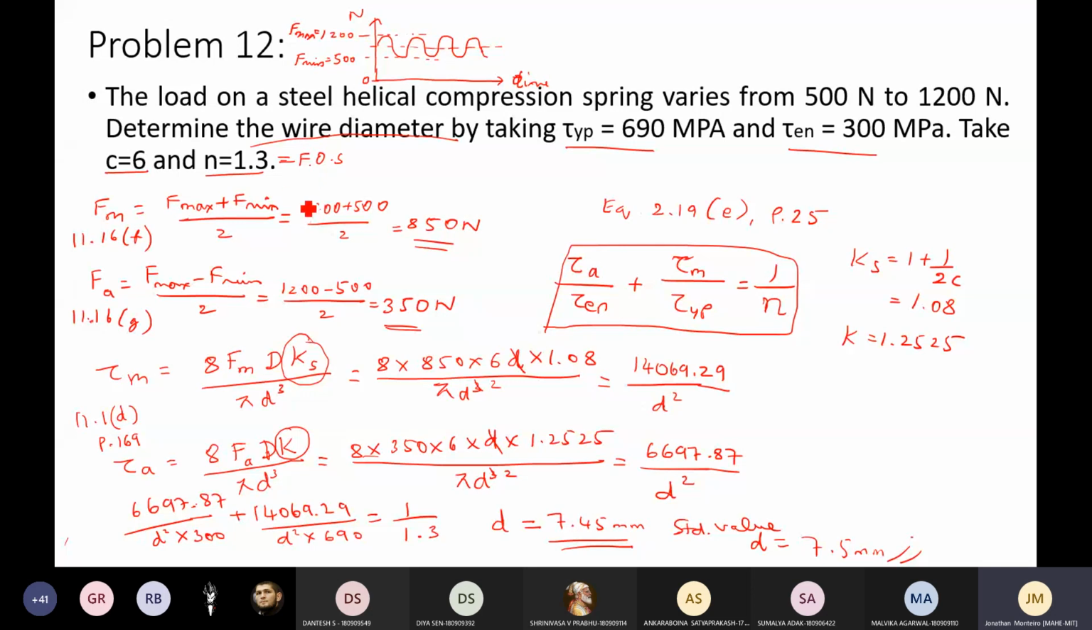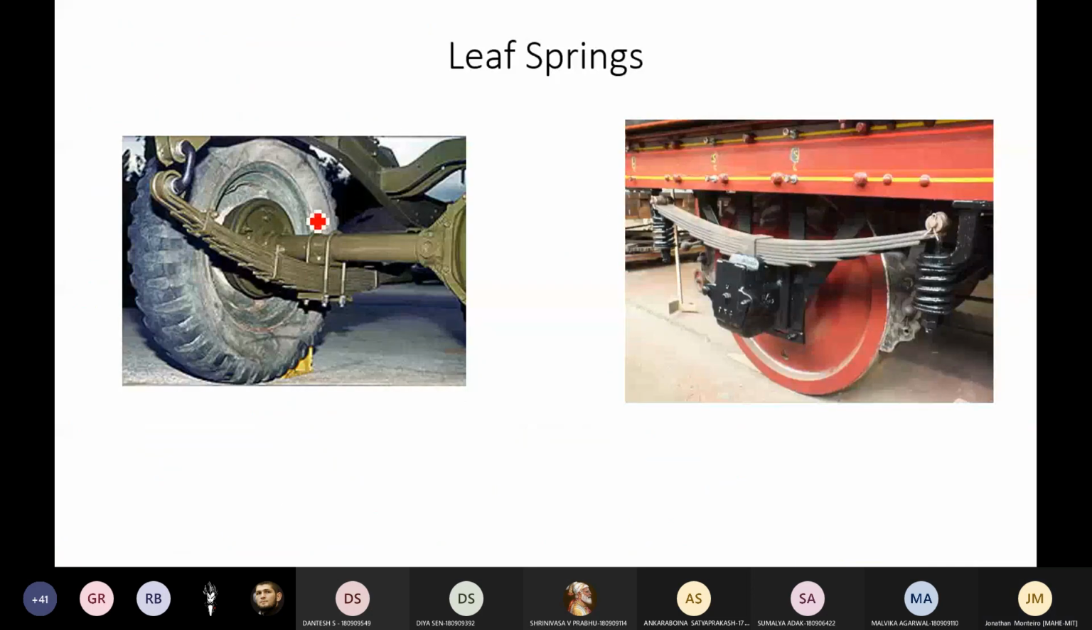We'll go to one more type of spring. We'll see how much time permits now. So we'll come to the next topic of leaf springs. Whenever we say leaf springs, this is the image that usually comes to our mind. It is a set of leaves which are packed together by some bolts and attached to an automobile.